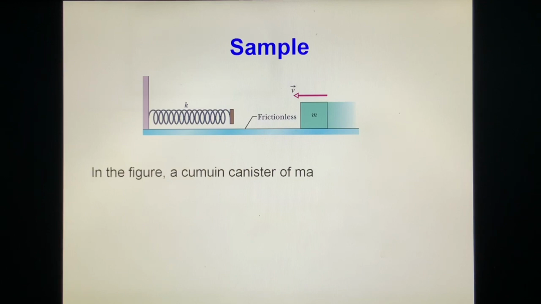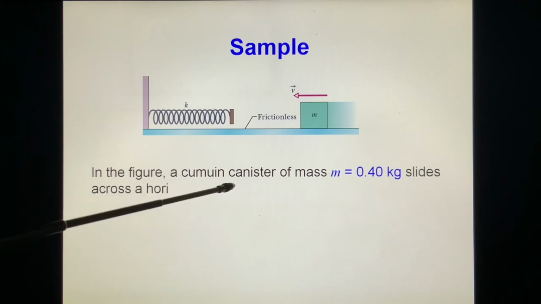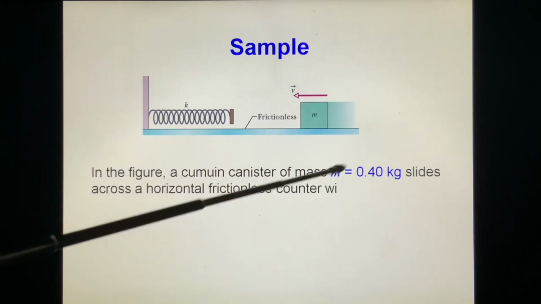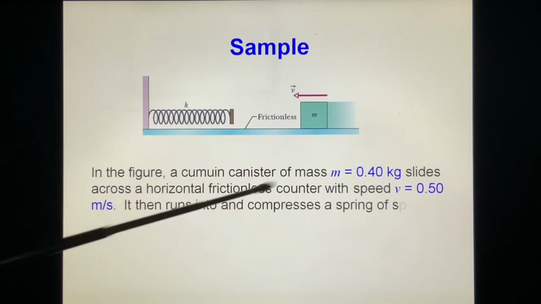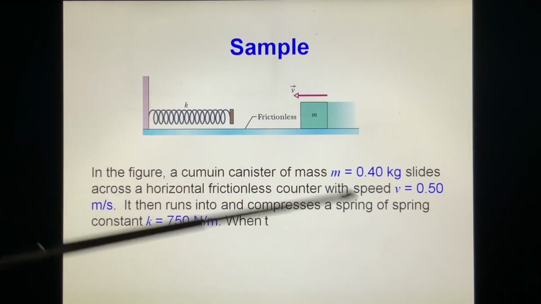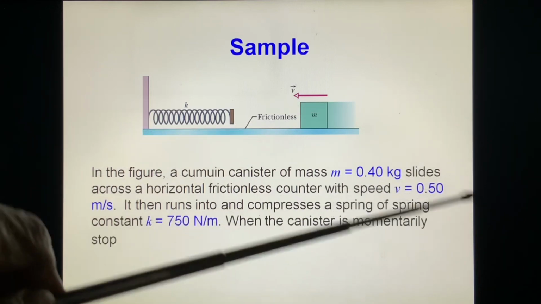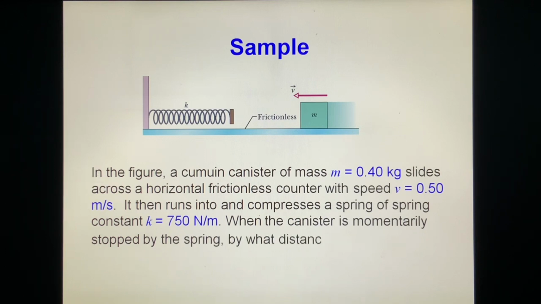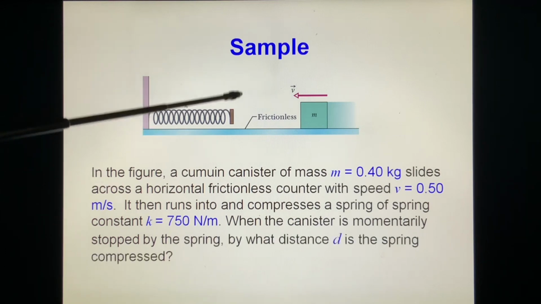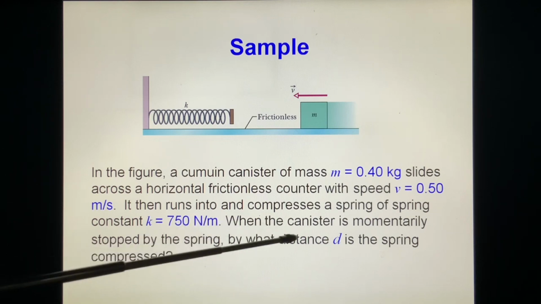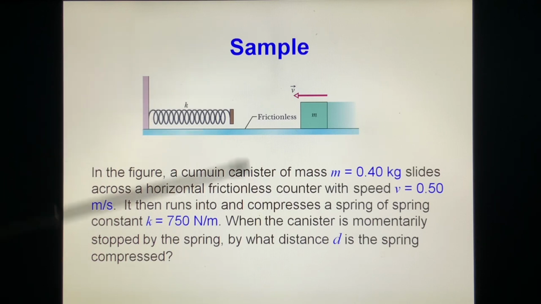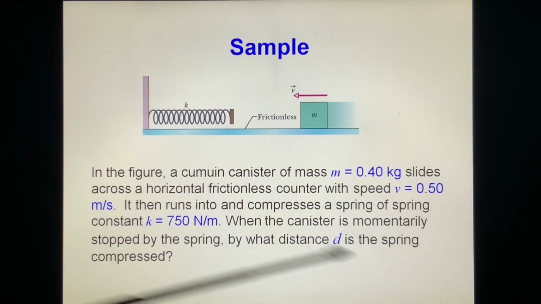Sample. In the figure, a chromium canister of mass m equals 0.40 kilogram slides across a horizontal frictionless counter with speed v equals 0.50 meter per second. It then runs into and compresses a spring with spring constant k equals 750 Newton per meter. When the canister is momentarily stopped by the spring, somewhere here, by what distance d is the spring compressed?